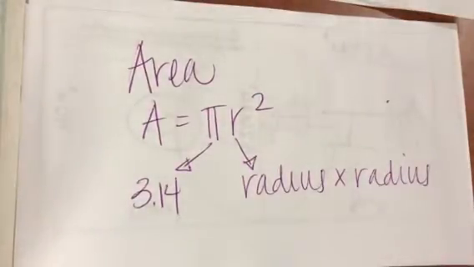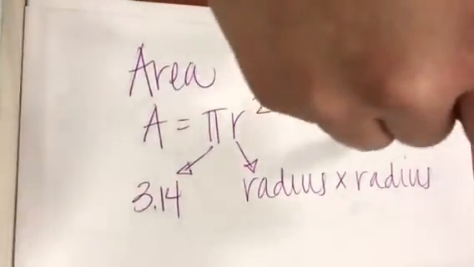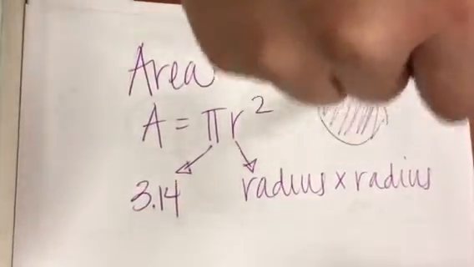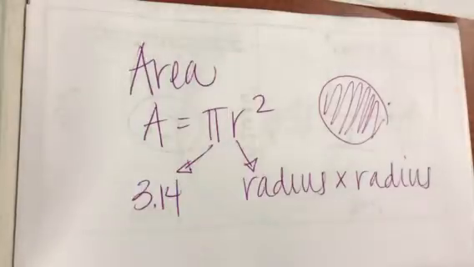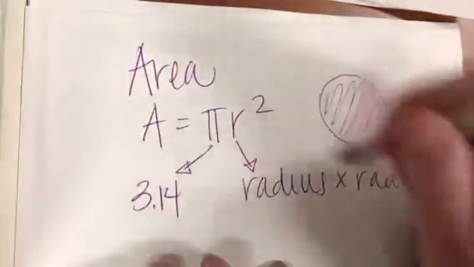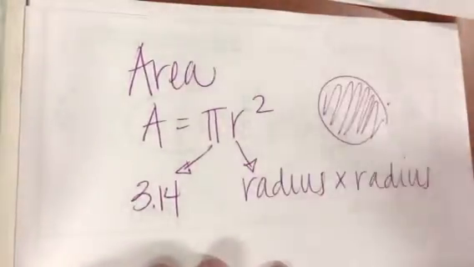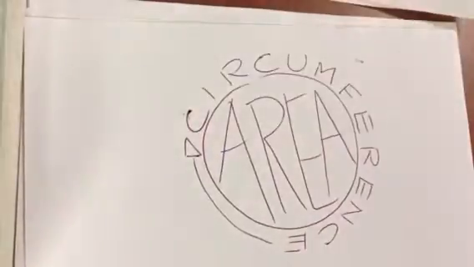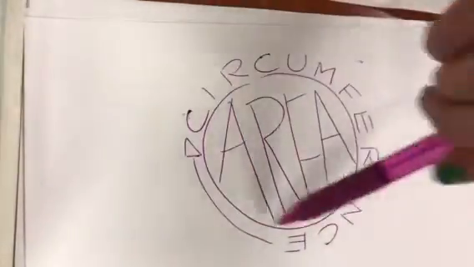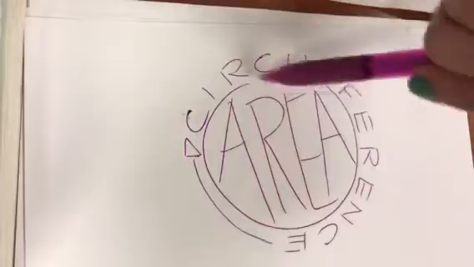Area of a circle. How would you find the area of a circle? What is area? The space on the inside. It's not the outside. Circumference was around the outside. Area is on the inside. Going around is the circumference. The inside is the area.